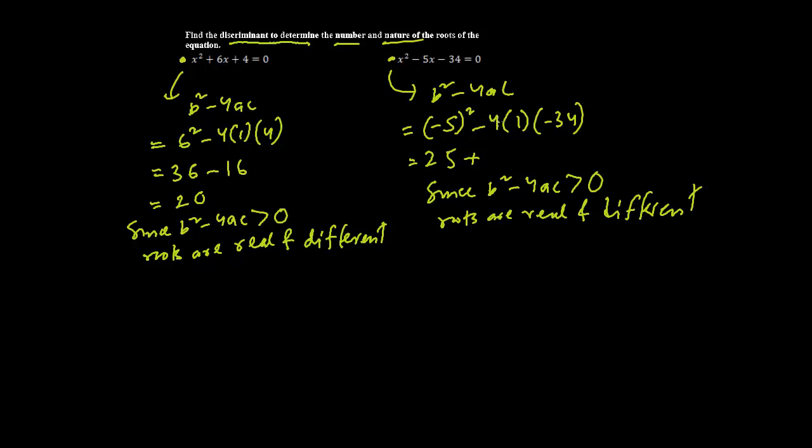If the discriminant was negative, we would write that the roots are unreal. If the discriminant was exactly 0, we would write that the roots are real and equal. That means there would be only one root.